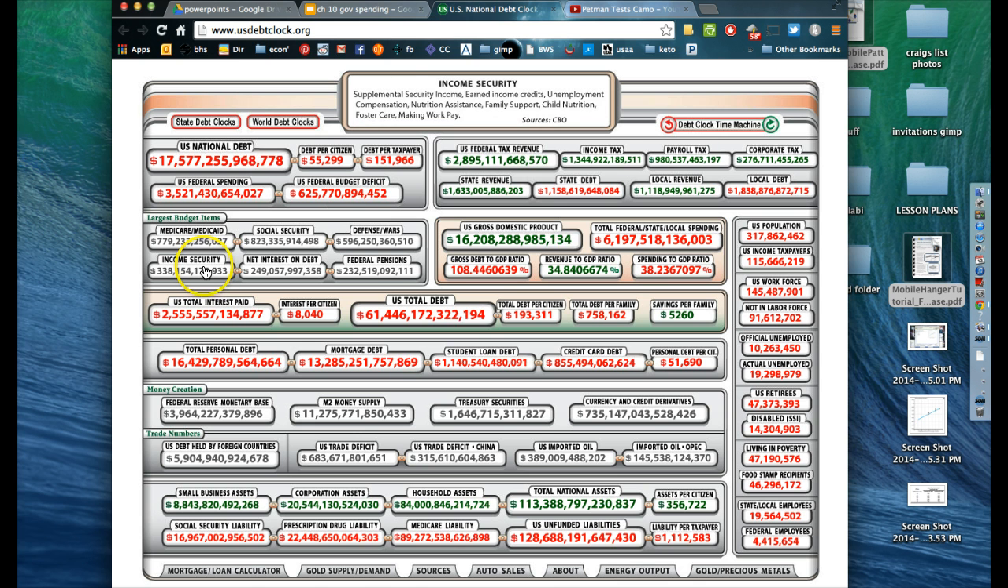Underneath here, you can actually see the budget items. You can see the cost of Medicaid and Medicare, the cost of Social Security, our current spending on war. So even though that was a huge chunk of the discretionary spending pie, it's still not as much as we're spending on Medicaid and Medicare. So, interesting little clock. If you ever want to go look at that in more depth, usdebtclock.org. Easy to get to.